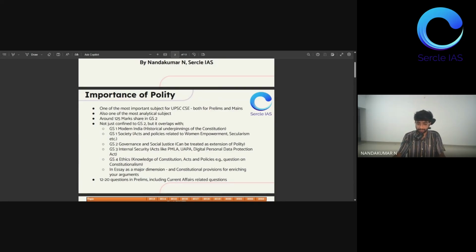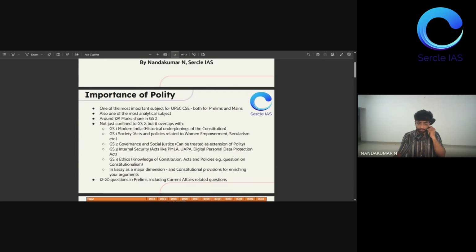In areas like internal security, acts like PMLA, UAPA, Digital Personal Data Protection Act, etc., are very much significant. And if you go through the GS3 2020 paper, you can see there is a question on Digital Data Protection Act. So acts and policies are not just a source of questions for your polity part or GS2. Rather, they are being asked in GS3 as well as in other areas.